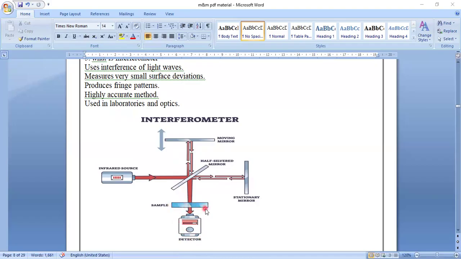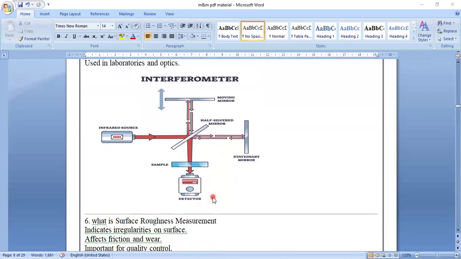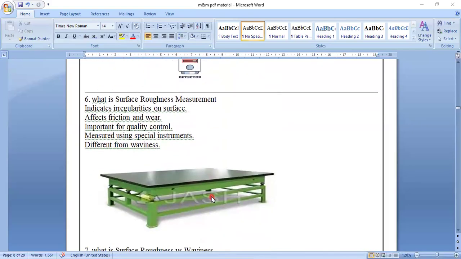The sample is kept here. This is why it is called infrared: infrared light is projected on an inclined surface. The lights which are emitted go and touch the stationary mirror and come back. They also go and touch the moving mirror and come back, and the detector detects and notes the values. That is what is called infrared.